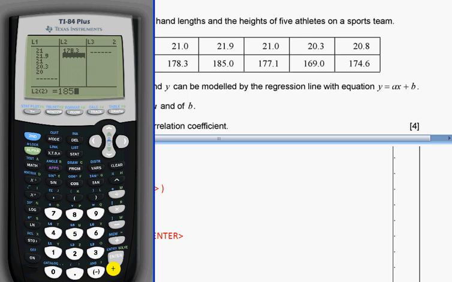185, enter. 177.1, so mistake, 177.1, enter. 169, enter. And 174.6, enter. So let's check. So 178.3, 185, 177.1, 169, okay, right. And this 21, 21.9, 21, 20.3, 20.8. So this is a mistake. 20.8. Finished. Now we made the list.